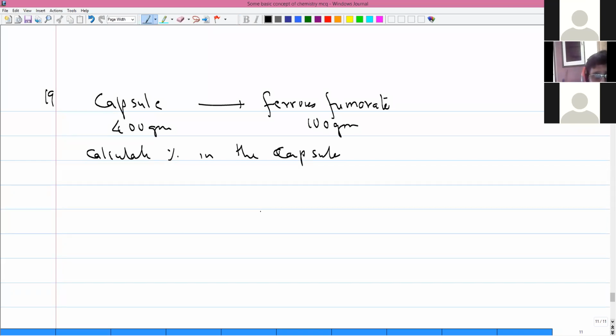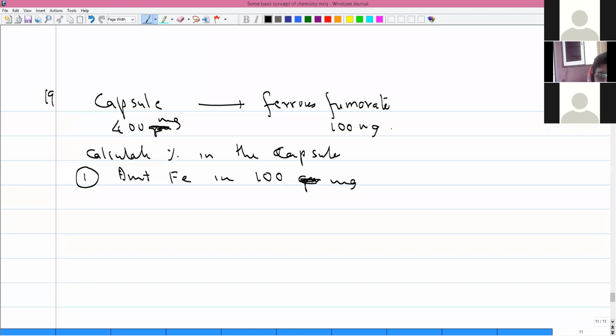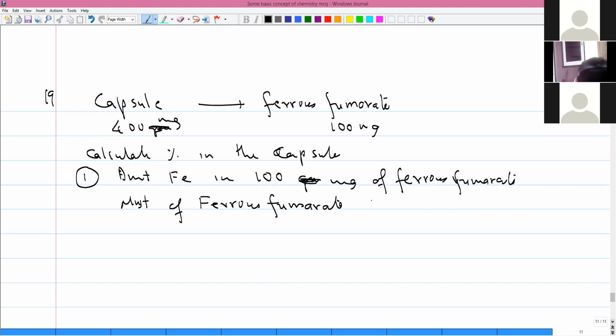चलेगा कुछ डिफिकल्ट नहीं. तो पहला हम क्या करेंगे, विल फर्स्ट फाइंड अमाउंट ऑफ Fe इन 100 मिलीग्राम, ये ग्राम नहीं सब मिलीग्राम है. दीज आर ऑल मिलीग्राम, 100 मिलीग्राम ऑफ ferrous fumarate. So first find out molecular weight of ferrous fumarate.